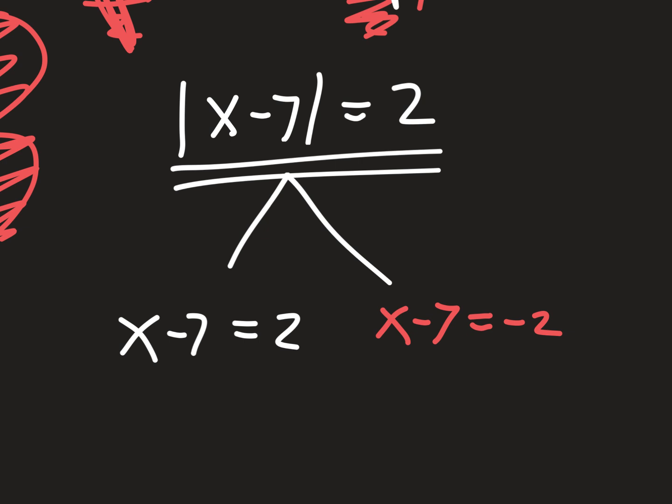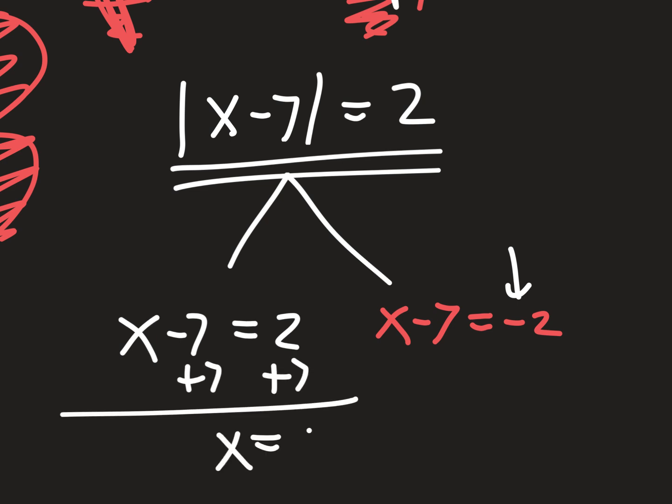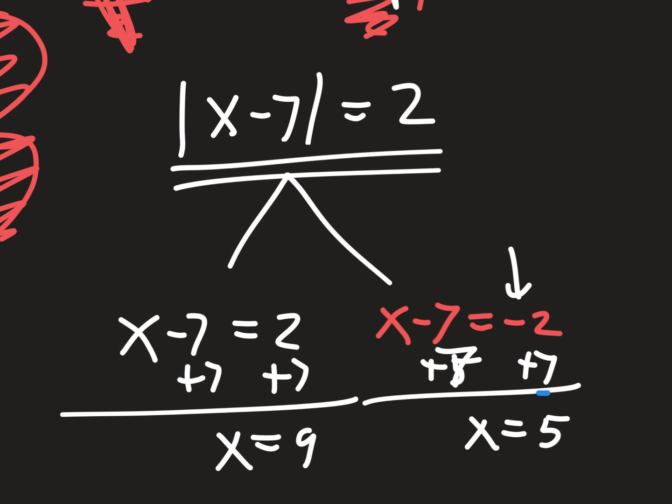You see how the red equation and the white equation are identical except for this one negative sign right there. Ash, can you tell me, oh, we already know this one comes out to 9. What's the other one come out to? 5. Oh, plus 7, and x equals 5.